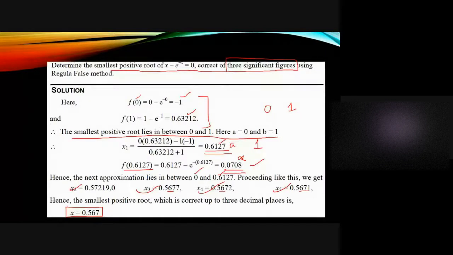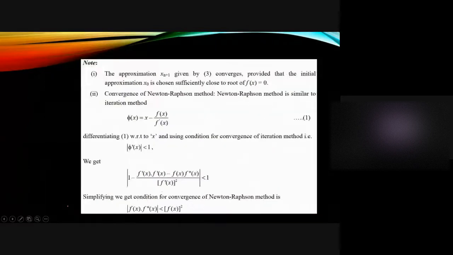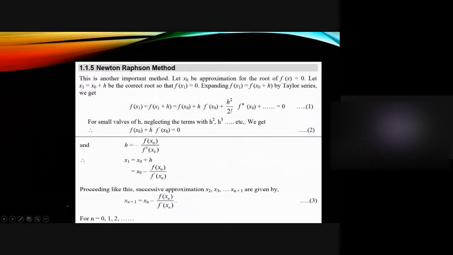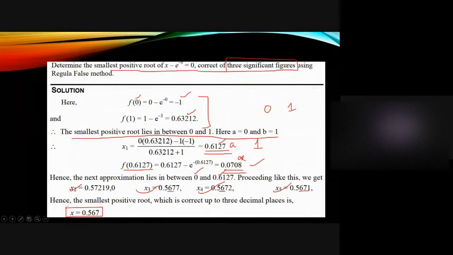So I'll stop for today. We discussed a simple problem on the regula falsi method. In the coming classes, we will discuss the Newton-Raphson method, followed by the iteration method, and the last topic of this module will be the Lagrange interpolation.